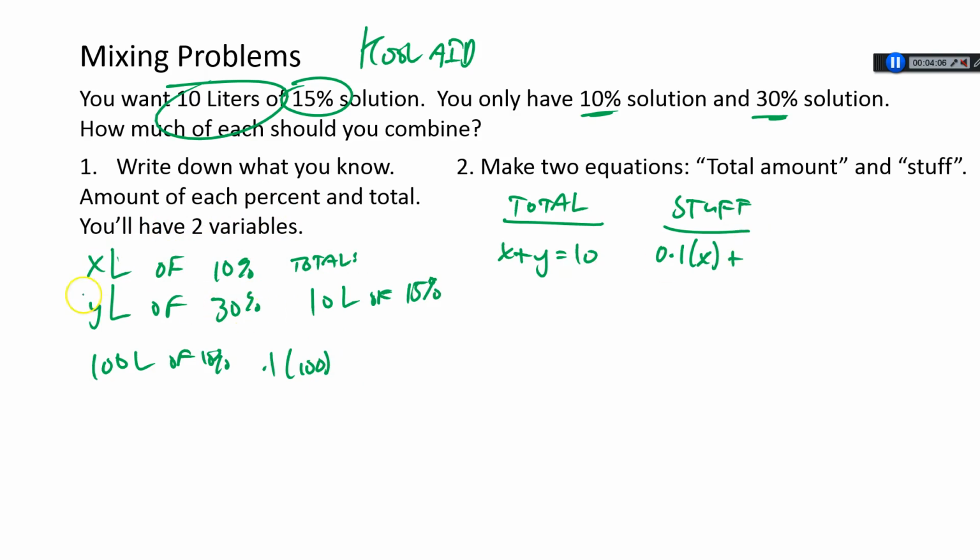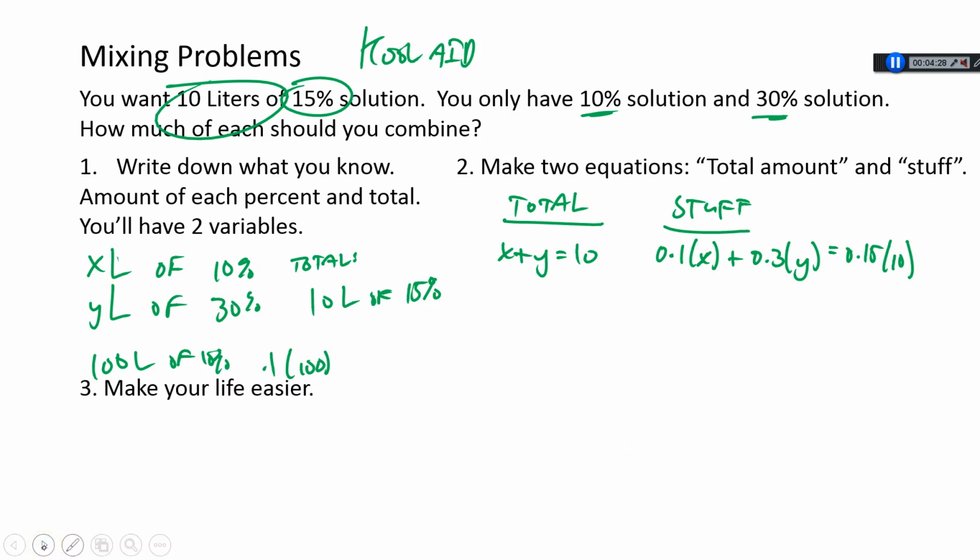Then if I add to that the amount of the stuff in the y, which is 0.3 times y, because y is the number of liters of 30% solution, it should be 15% of the 10 liters at the end. Because this tells me exactly how much stuff is in the 2 combined parts and how much stuff is in it at the end. Cool.